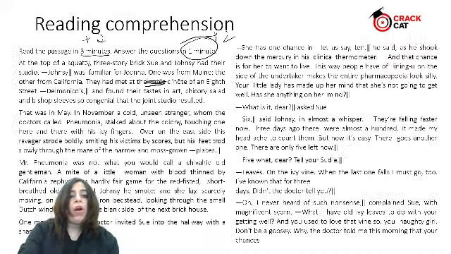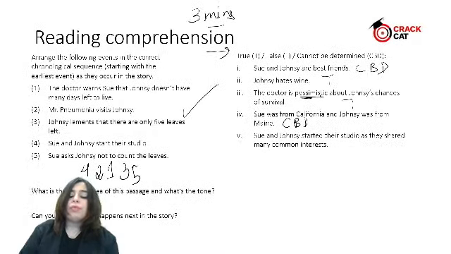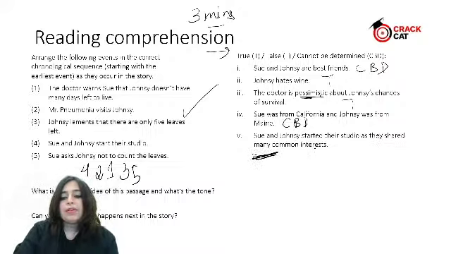So it's just written how one was from Maine and the other one was from California. We can't really say which one was from Maine and which one was from California, so it cannot be determined. And Sue and Johnsy started their studio as they shared many common interests. We can't really say many common interests. We know that they had a common interest of art, so we really can't say this as well. So this is false, really.